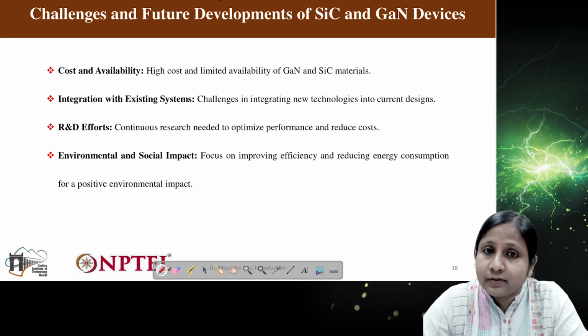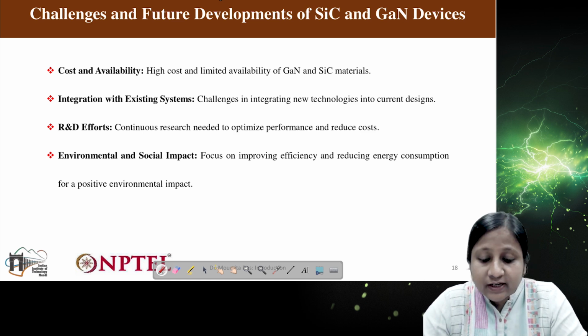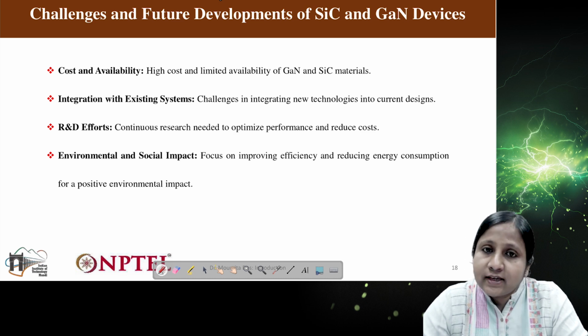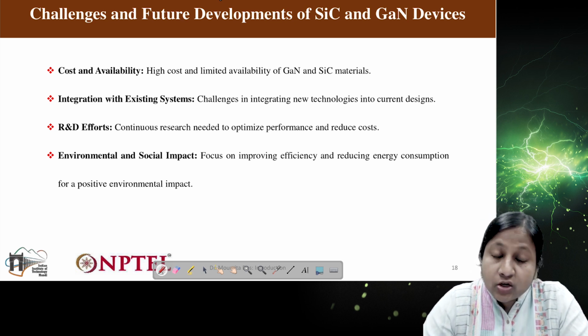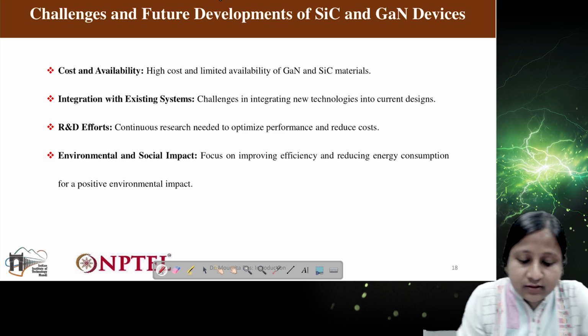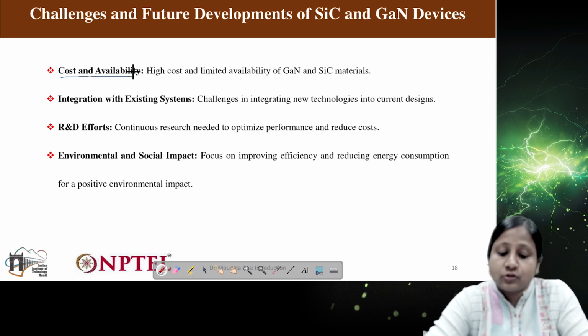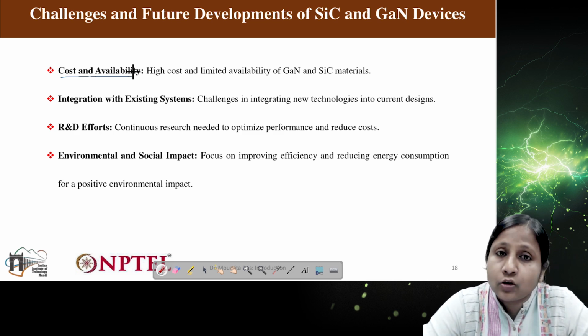First is the cost and availability, because these devices are new and not many manufacturers are available for these devices. So accessibility of these devices is also not as easy as silicon devices, and they are much costlier than silicon devices. So basically the first is the very high cost, and also it is not easily available. You have to spend a lot of money to get these devices for your work or for any application.